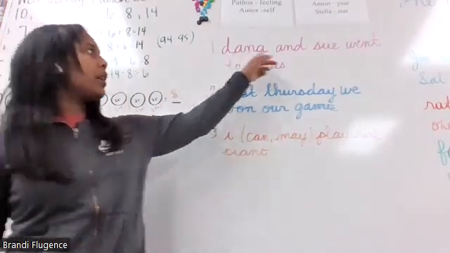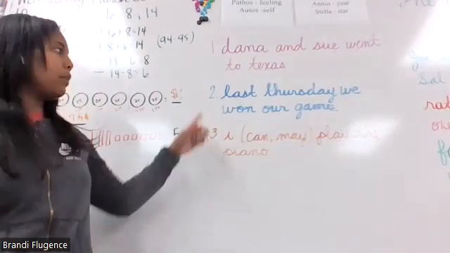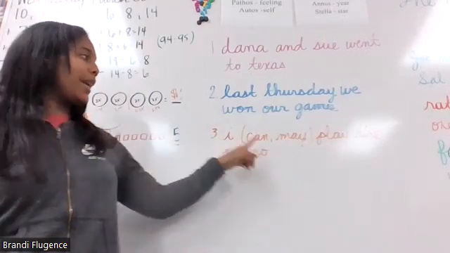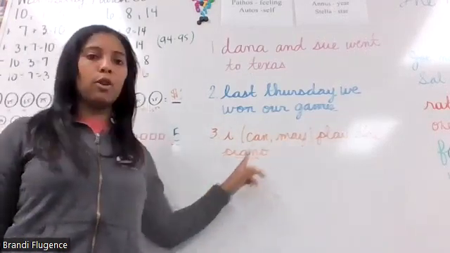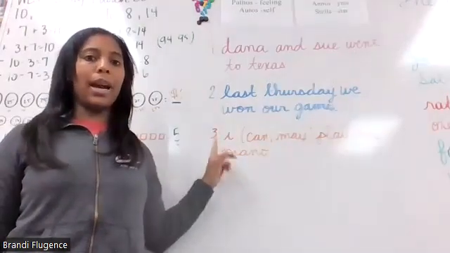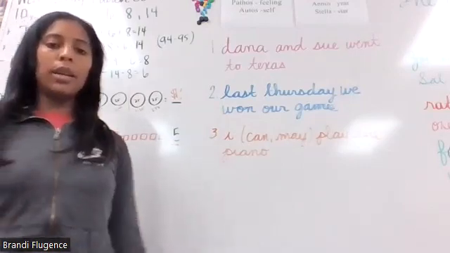So number 1, it says Dana and Sue went to Texas. You should be able to identify your proper nouns. Number 2, last Thursday, we won our game. And then number 3, I can or may play the piano. You'll write the sentence, but only pick one when you write it. Can or may. I can play or I may play the piano. Okay? You can go ahead and begin.